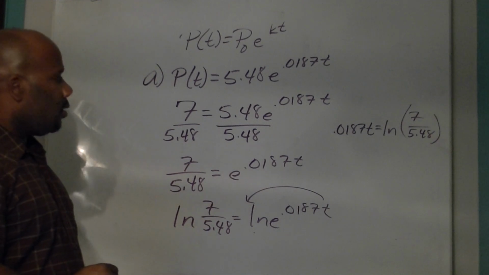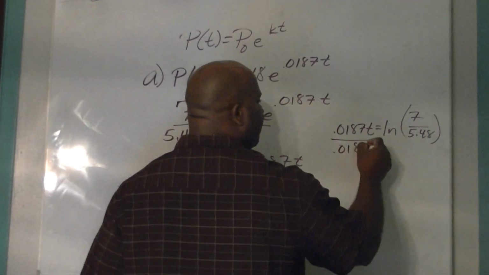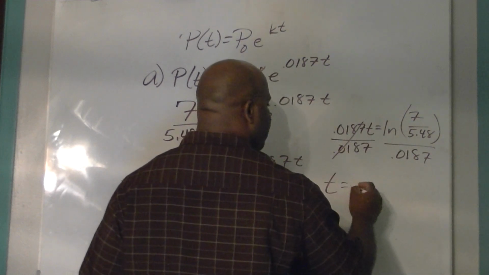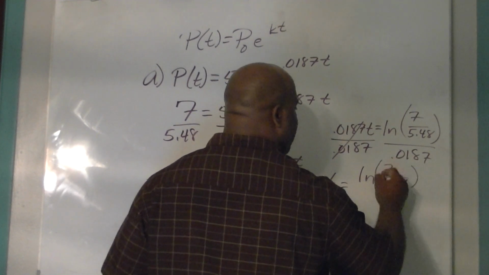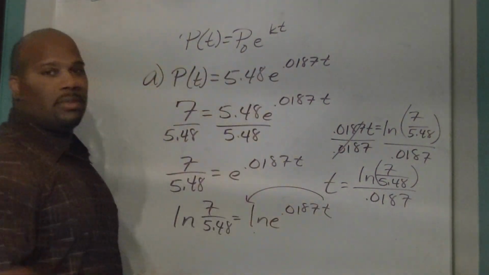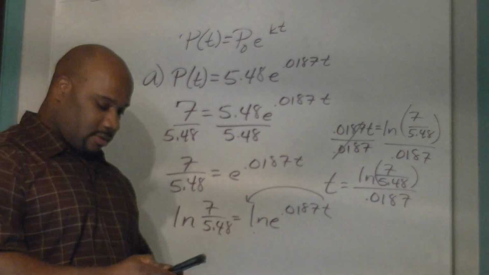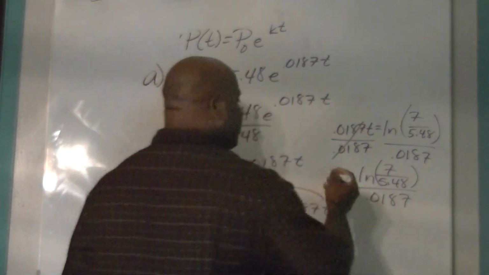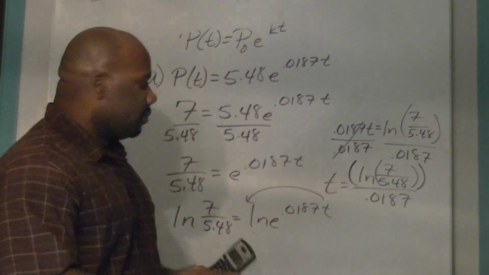Okay. Last step, I want to get t by itself. I want to know how long it takes. So I'm going to divide by 0.0187. So t is equal to natural log of 7 divided by 5.48, divided by 0.0187. Put that in the calculator like that. I know it looks crazy, but we're going to do that and get an answer. I would put this, if I were you, in parentheses on your calculator, to help you not mess up.